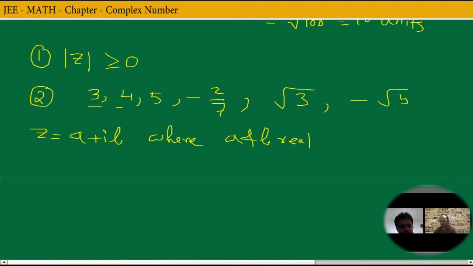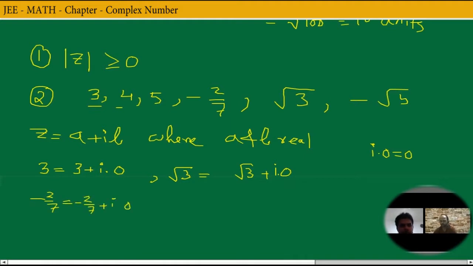a complex number. If we try to write 3, it can be written as 3 plus i times 0. Similarly √3 can be written this way, because you know i times 0 is always 0. Similarly -2/7, and similarly -√5. I have written only these 4 numbers.